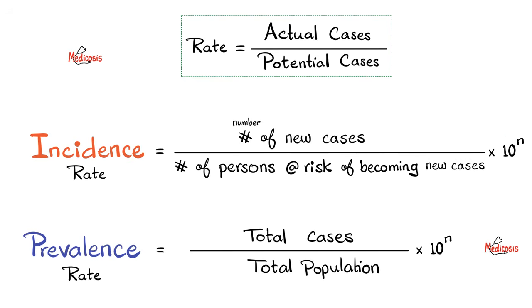How about prevalence rate? It's the total number of cases over the total number of persons in a population. And if you want in 100,000, you multiply by 10 raised to the fifth. In 1,000, you multiply by 10 raised to the third. In a million, you multiply by 10 raised to the sixth.